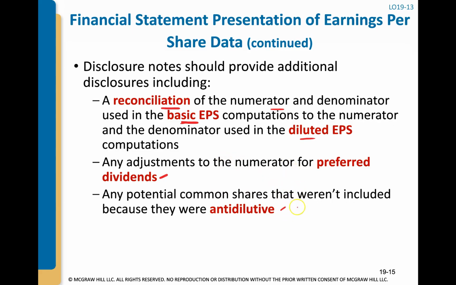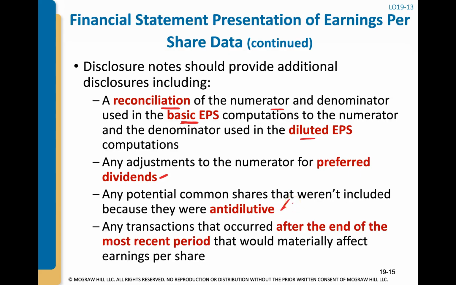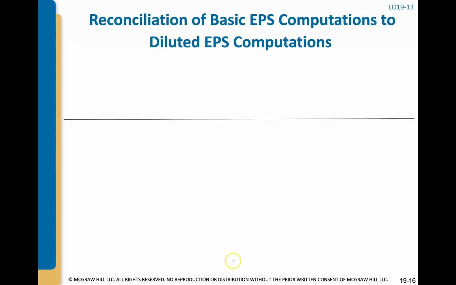So anti-dilutive is when you layer in that dilutive security, it would actually make your diluted earnings per share increase versus decrease. So you're only allowed to report the diluted earnings per share that are less than the basic earnings per share. But you still have to report in the disclosures which ones were anti-dilutive that you did not include. And also any transaction that happened after the end of the most recent reporting period that would materially affect the earnings per share. So if there was some sort of big event that would affect on a material basis your earnings per share, you have to report that as well.